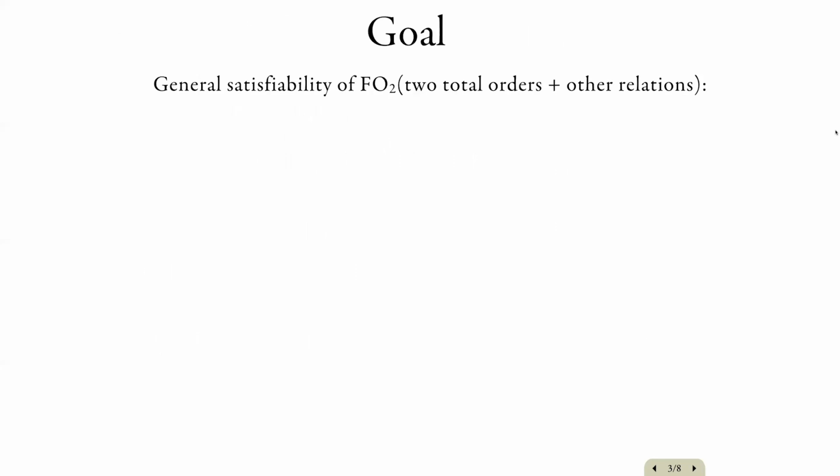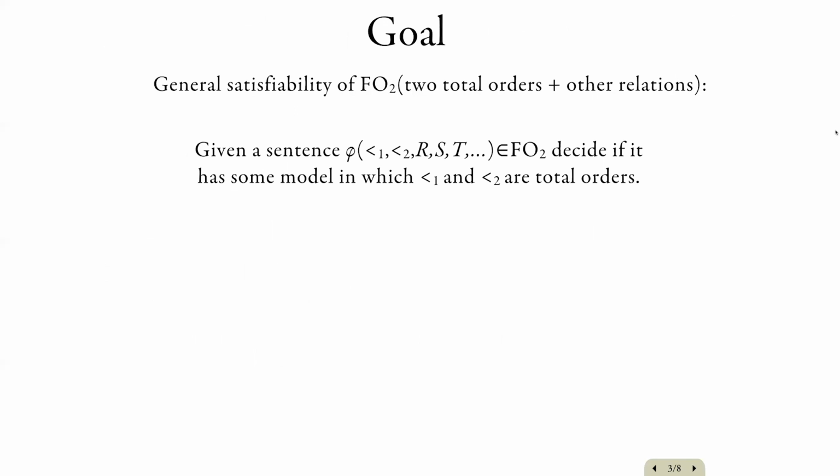And this is our first result. So the result states that general satisfiability of the two-variable logic with two total orders, plus additionally some other relations, is decidable. So again, we're given a sentence phi. It can talk about two total orders and some additional relations, and it uses just two variables. And we want to decide if this sentence has some model in which the first two relations are total orders.